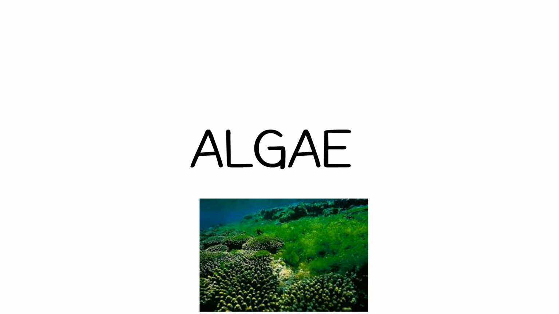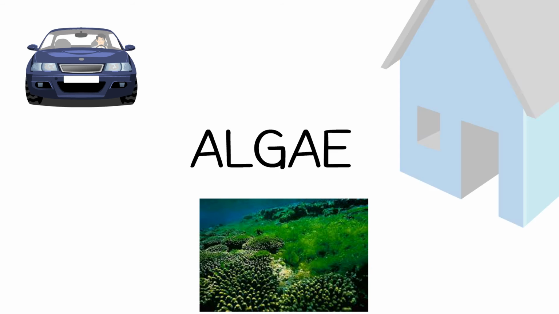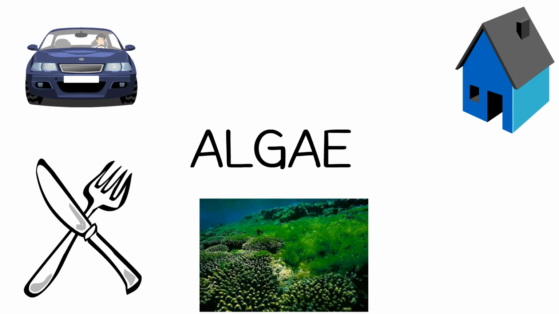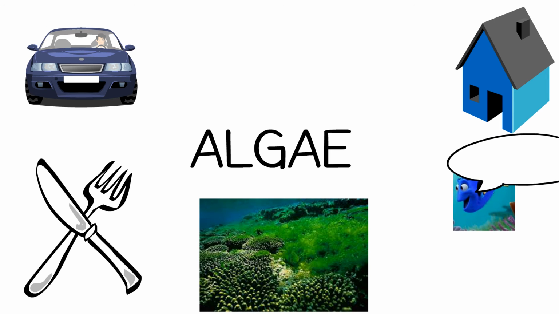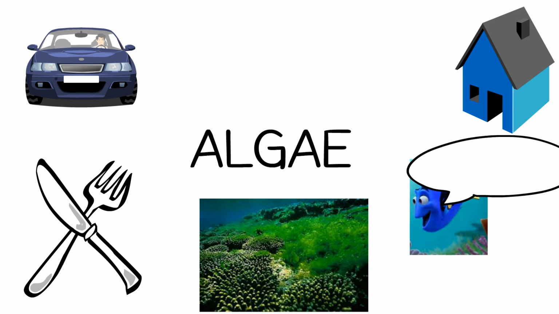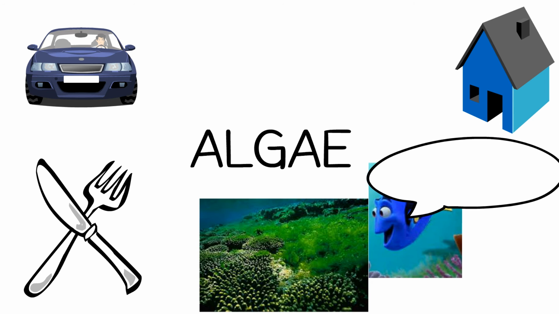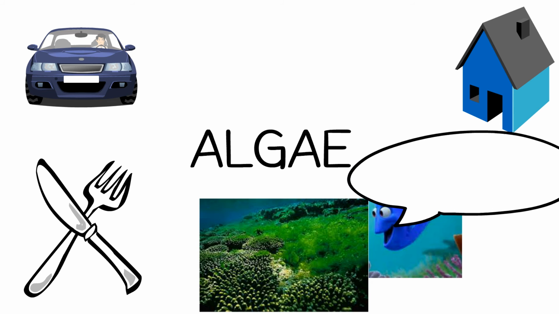Although it doesn't look quite attractive, algae can be pretty useful. It can be used as fuel to run our cars and homes, and is also edible. Blue tangs, like Dory, eat the algae on coral to ensure that the coral on the bottom of the seabed doesn't suffocate.